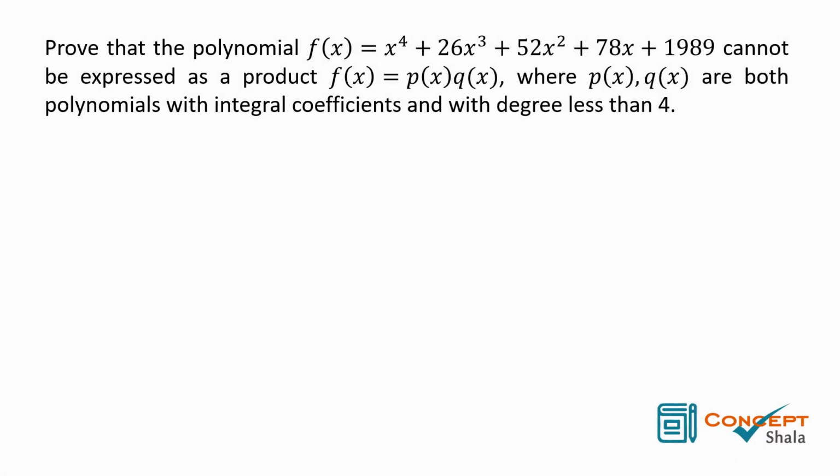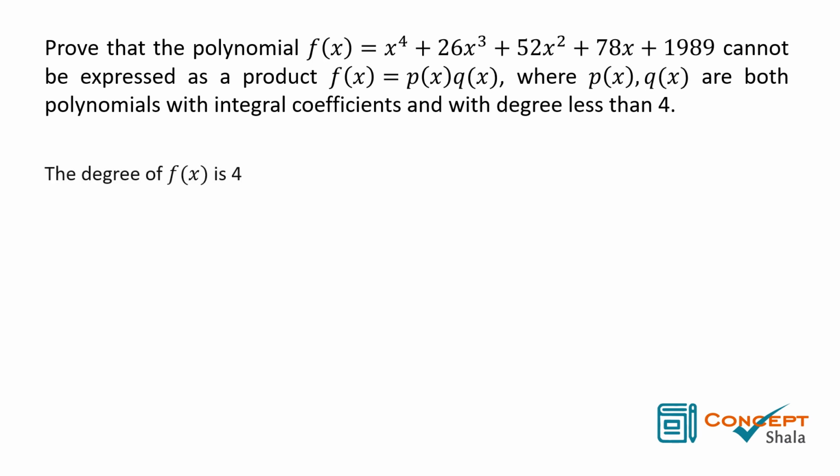Hey friends, this is an interesting question about polynomial factorization, which was in an Indian regional math Olympiad in the year 2013. Let's take a look at it. The question is, prove that the polynomial f(x) = x^4 + 26x^3 + 52x^2 + 78x + 1989 cannot be expressed as a product f(x) = p(x) times q(x), where p(x) and q(x) are both polynomials with integral coefficients and with degrees less than 4.